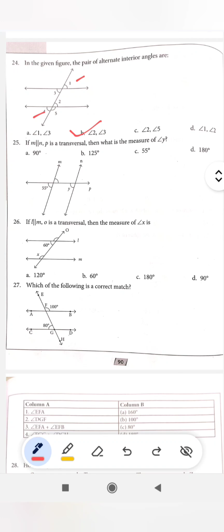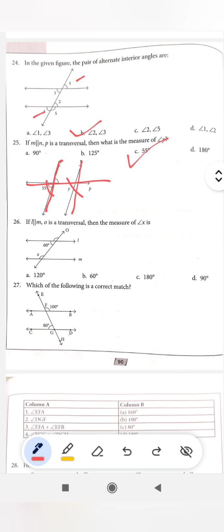M is parallel to N and P is the transversal. Then what is the measure of angle y? Okay, so these two lines are parallel. Let's erase and draw it properly. These two lines are parallel and this is the transversal. So here you can see that they are on the same side, and one is exterior, one is interior. So y and 55 degrees, they are what? Corresponding angles. So y is equal to 55 degrees.